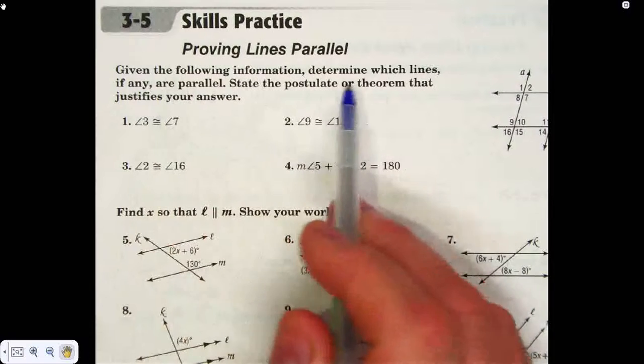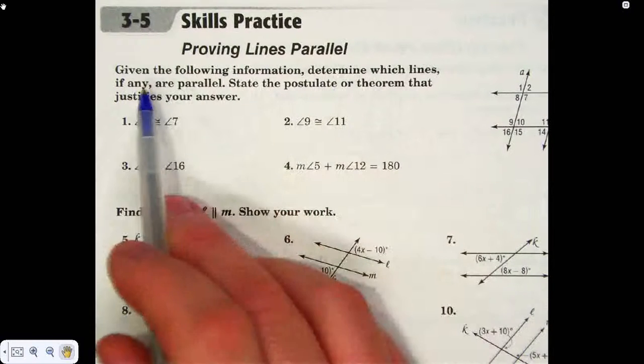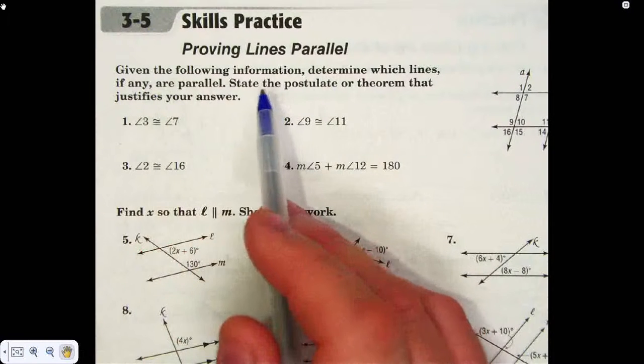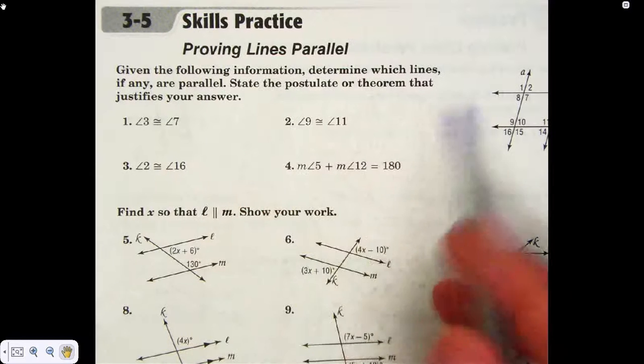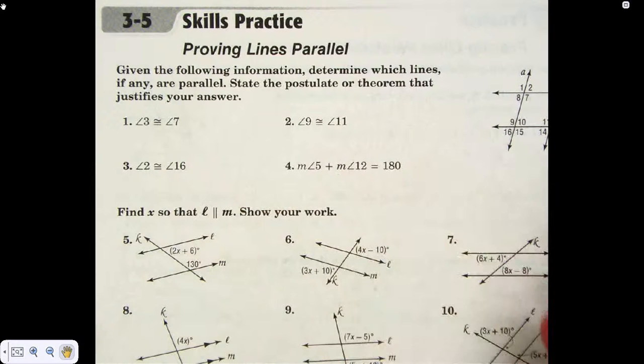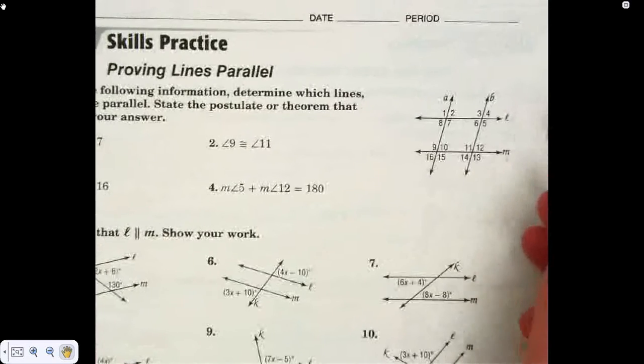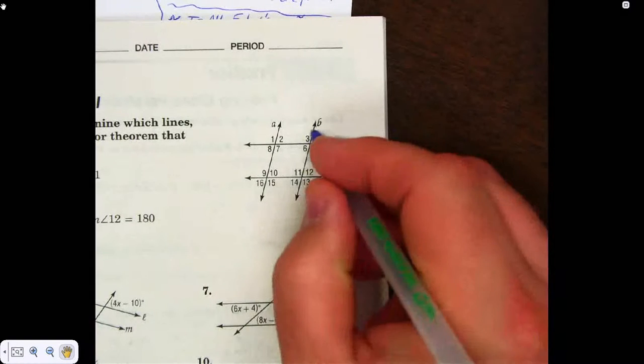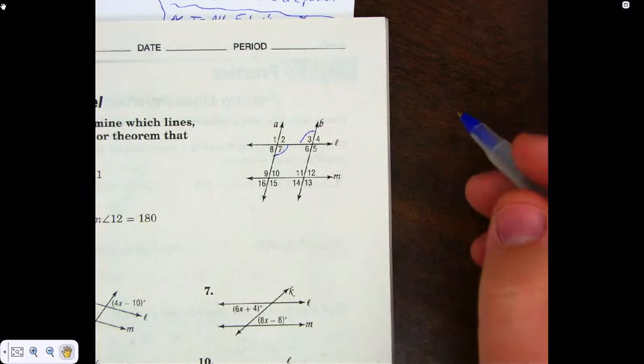Given the following information, determine which lines, if any, are parallel. State the postulate or theorem that justifies your answer. 3 and 7. So let's look at 3 and 7. So here we are, 3 and 7. Which two lines would be parallel there?